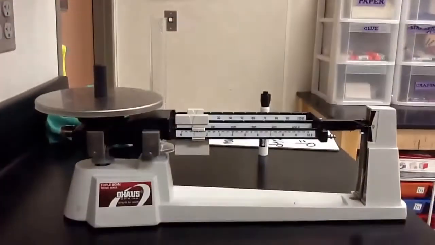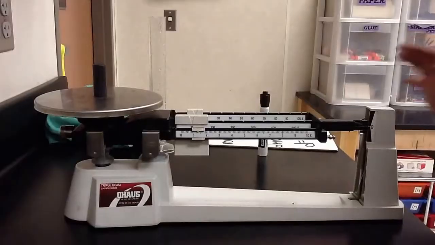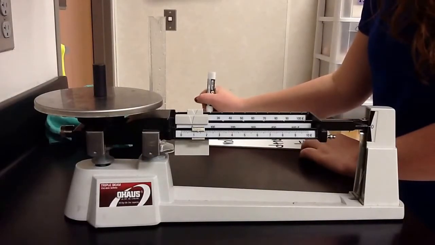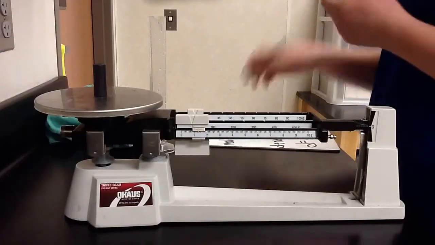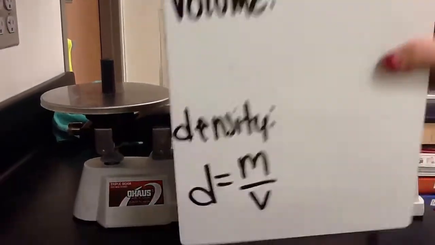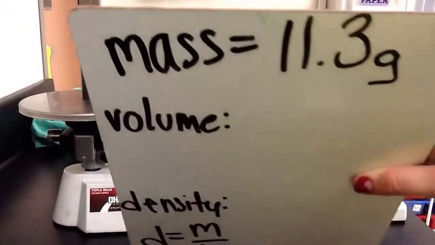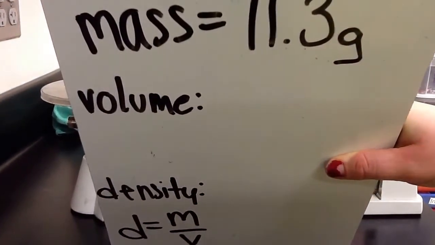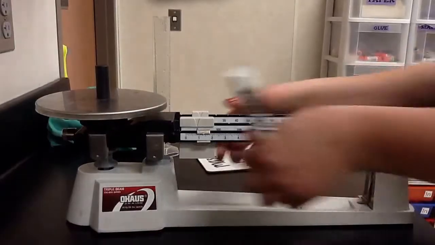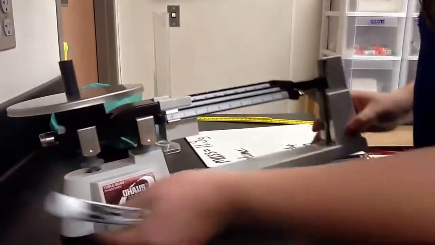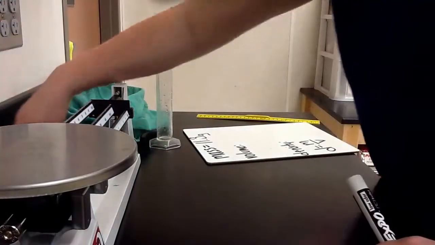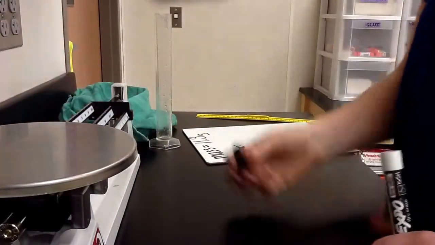Okay. Good. There we go. Okay, so I'm going to write that down. 11.3 grams. Always write everything down and label it so that you know what your numbers are and you don't mix them up. Okay. So put this back. And now we have to find the volume.